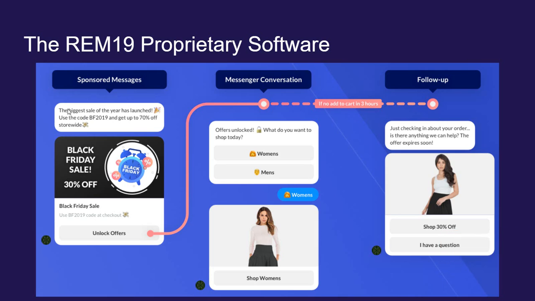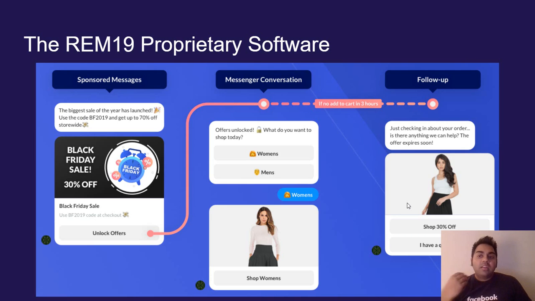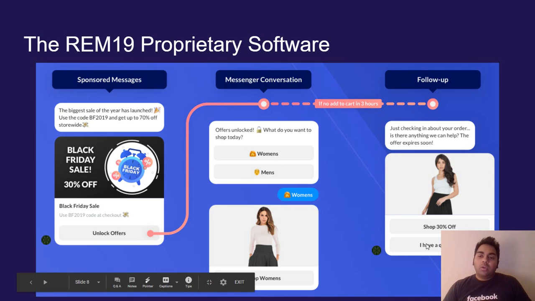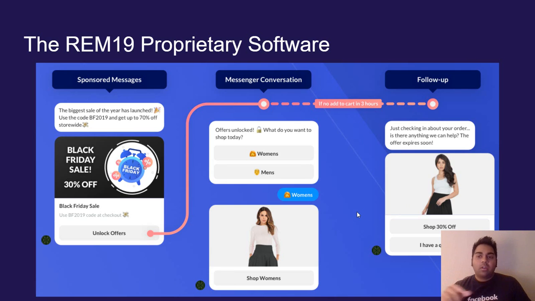So here's a good example, a Black Friday sale that comes out for 30% off. When they click on it, then it goes to the offers, right? Men's or women's, and they can choose. So if they choose women's, it goes to the shop women's section. If they don't buy anything on the women's section and there's no add to cart, in 3 hours we automatically follow up and just say, hey, just checking in on your order. How's everything going? Is there anything we can do to help? And if they have a question, it goes straight to the menu where they can ask and overcome any of those questions. Or the other option is to go back and shop. Maybe they just forgot, right? So these are actual conversations that go back and forth and answer any questions they have. So when they're ready to purchase, they make the purchase.